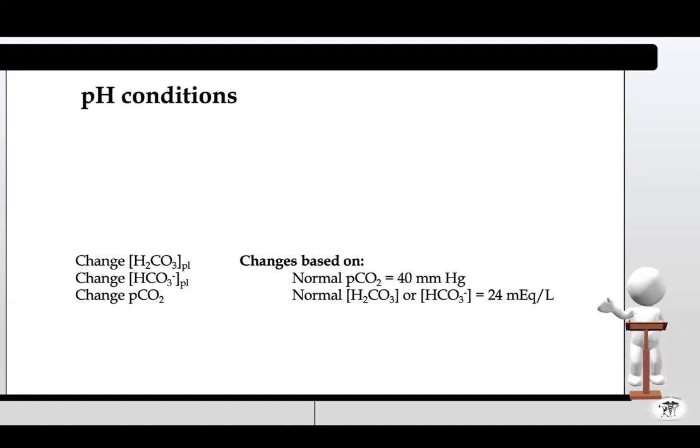Any change in those values, where we're going to see fluctuations in terms of higher or lower values of PCO2, higher amounts of H2CO3, carbonic acid, which is going to lead to the acidotic condition, or higher amounts of bicarbonate, HCO3 negative, which is going to lead to the alkalotic condition, is going to give us acidosis and alkalosis.